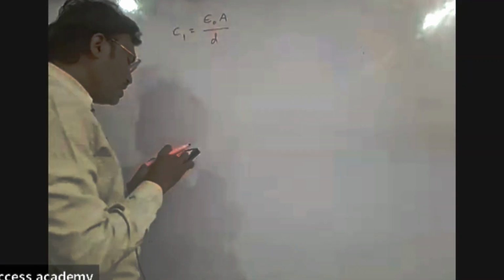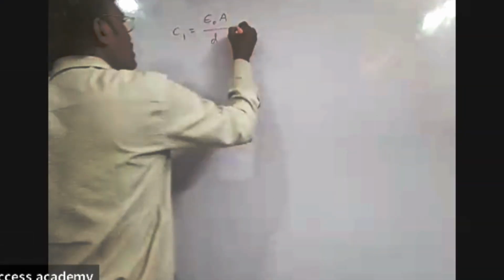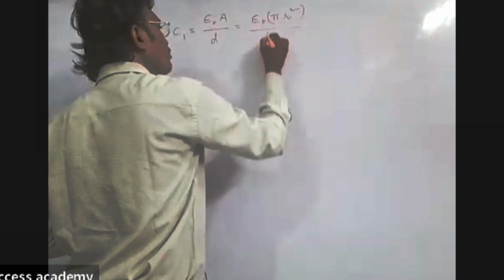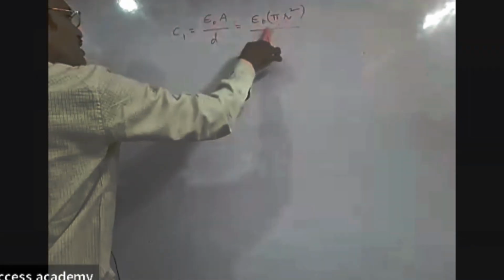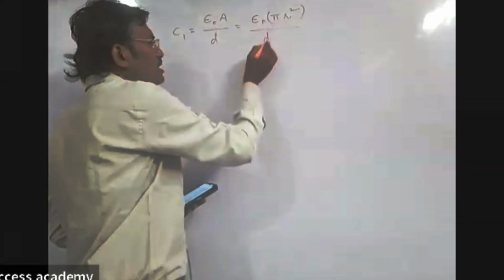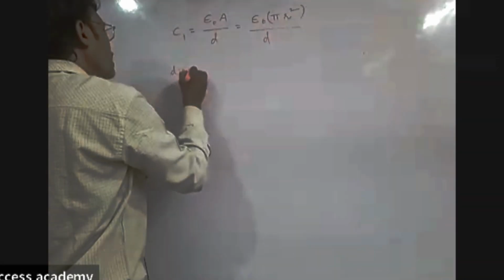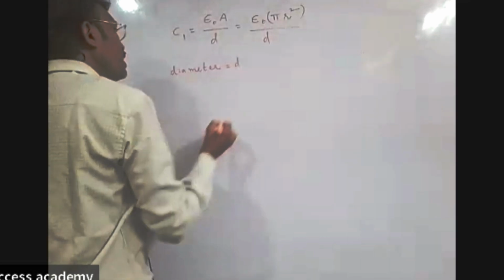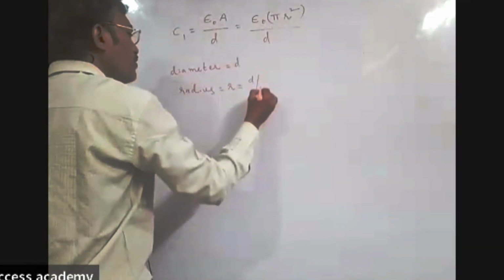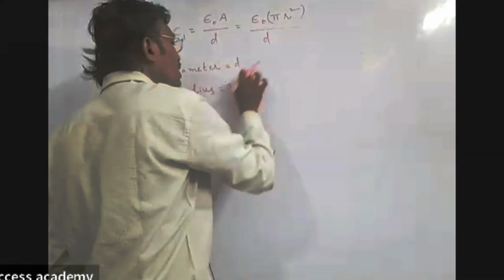In the problem it is given that the diameter is d, so C1 is equal to epsilon naught A by d, where A means the area of the plate, pi r square. According to the formula, R is the radius and D is the separation between the two plates. But in the problem, the diameter is D. Diameter D means radius R is equal to D by 2, half the diameter. So in the place of R, I write D by 2.